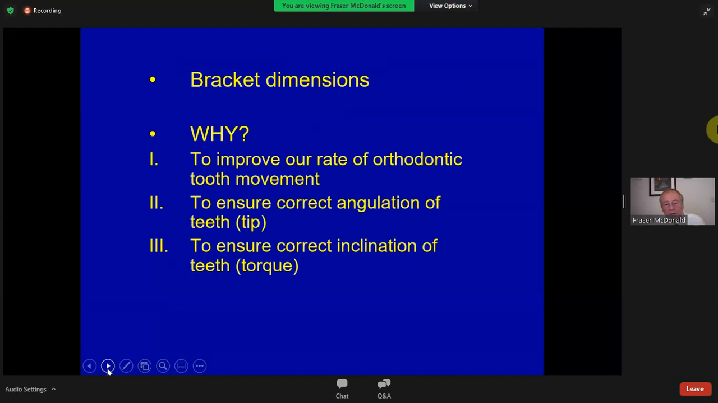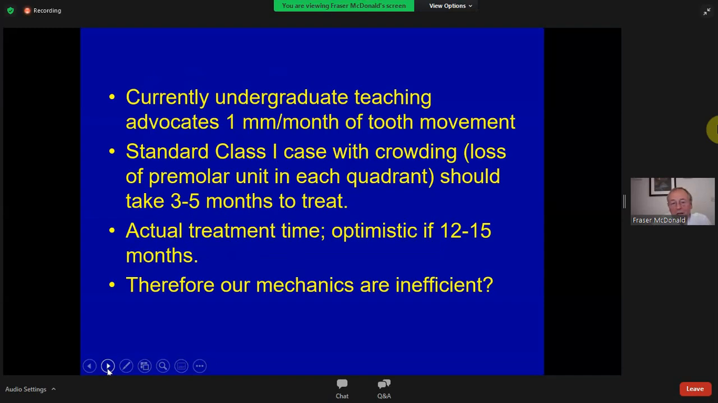And why do we interest ourselves in all this? Well, obviously we want to improve our rate of orthodontic tooth movement. We want to ensure the correct angulation of teeth, tip, and to ensure the correct inclination of teeth. It won't surprise you that I have an underlying theme that a lot of what we've been taught of orthodontics is actually not really based on that much scientific fact. We used to see patients every 4 weeks. Now we've slipped it to 6 weeks, 8 weeks. Is there a justification for how often we should see our patients?